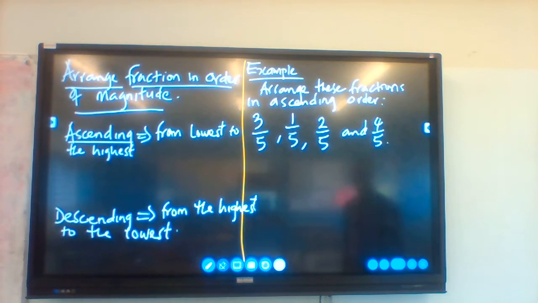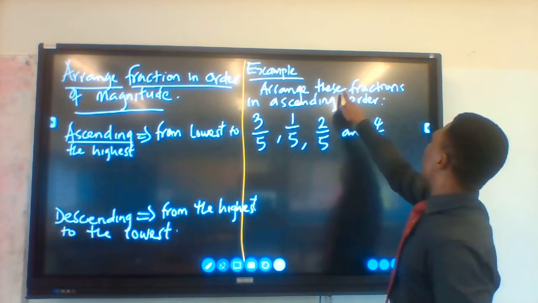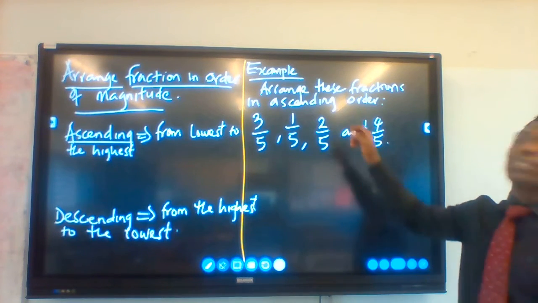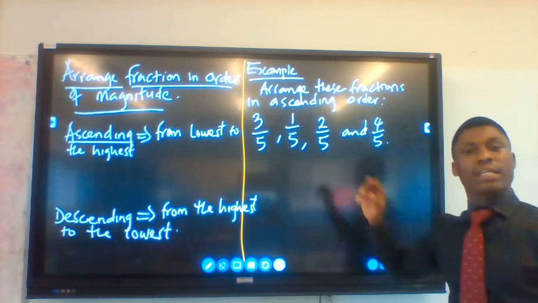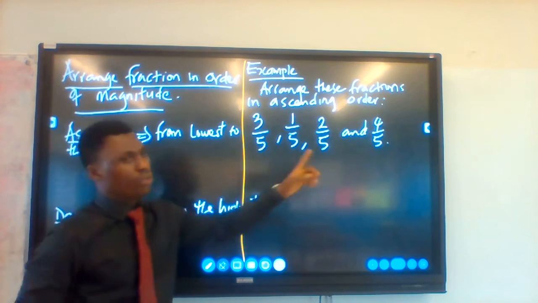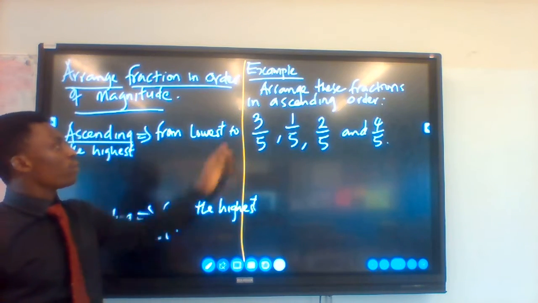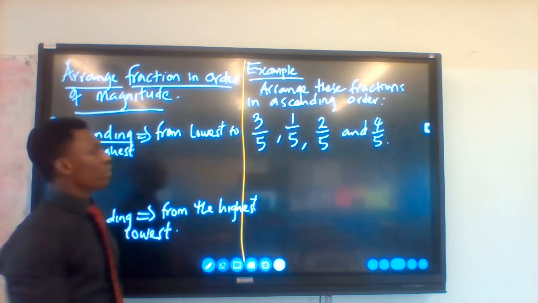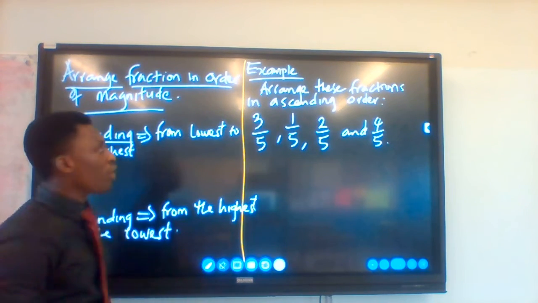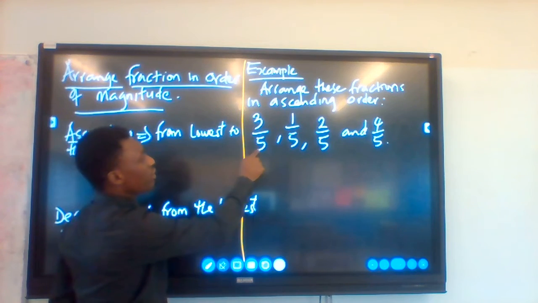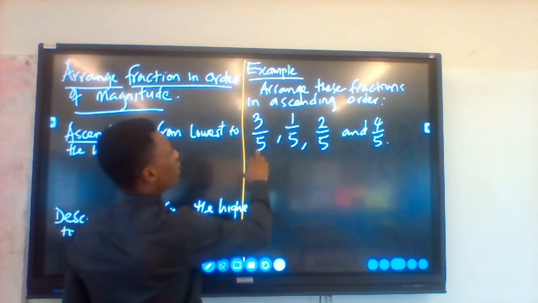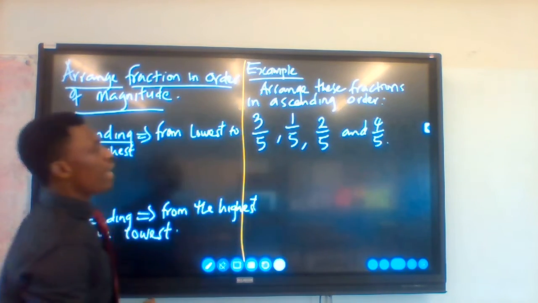Okay, this is example 1. It says arrange these fractions in ascending order. We are meant to arrange these fractions in ascending order. How are we going to do this? We have the denominator as a common number, but the numerators here are different numbers. I've told us that the number that is sitting on top of the fraction is called the numerator, while the one sitting under it is called the denominator. The first thing we do: the denominators here are constant. We are using the LCM method.